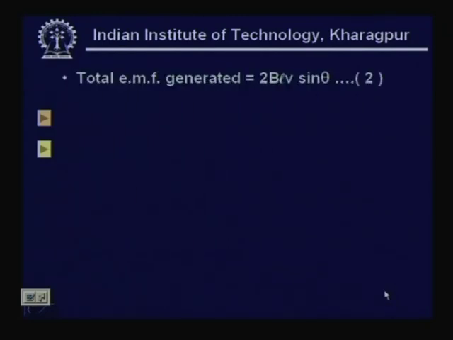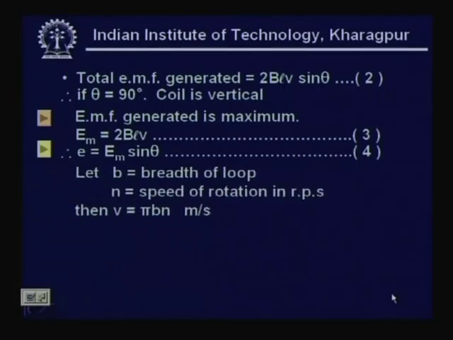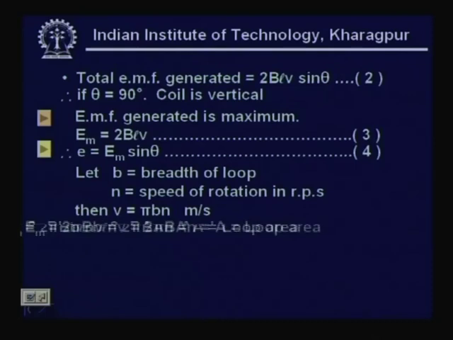So, the total EMF, we have already seen, is 2BLV sin theta, the maximum is 2BLV, hence we have E as Em sin theta. This shows that a single phase generated EMF is sinusoidal in nature with a certain peak. If B is the breadth of the loop and N is the speed of rotation, then the velocity V is equal to pi b n meters per second.